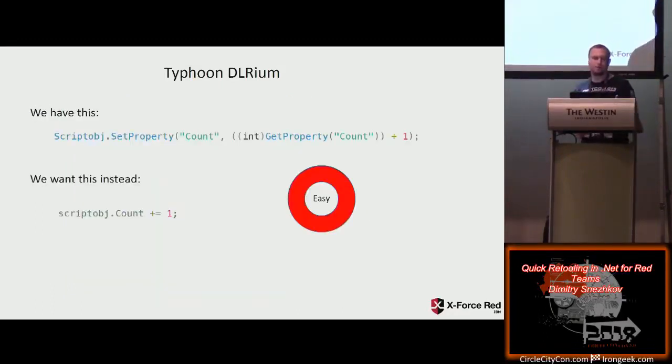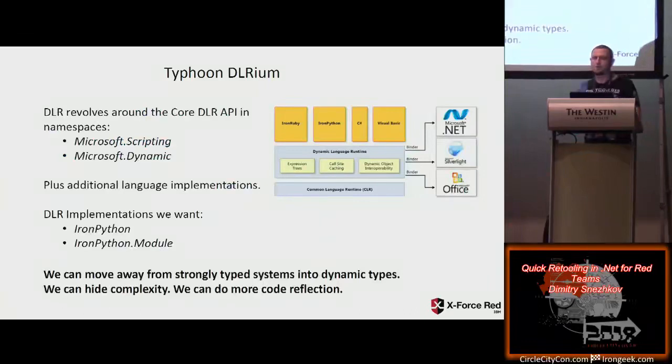In plain terms, we want to move away from a strongly typed language that we have to supervise and be assisted by, to something that is very simple, right? That we're doing in Python, right? We're doing script object.count plus equals 1, done. Okay? So it brings a lot of advantages. It brings some disadvantages. Let's review.